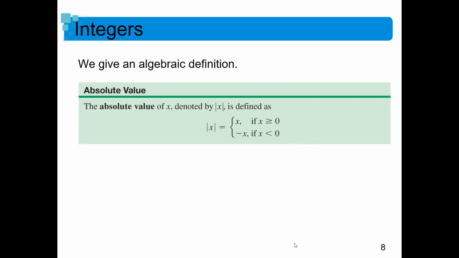So the absolute value of x, denoted by two vertical bars enclosing x, is defined as: the absolute value of x is equal to x if x is greater than 0, or negative x if x is less than 0.